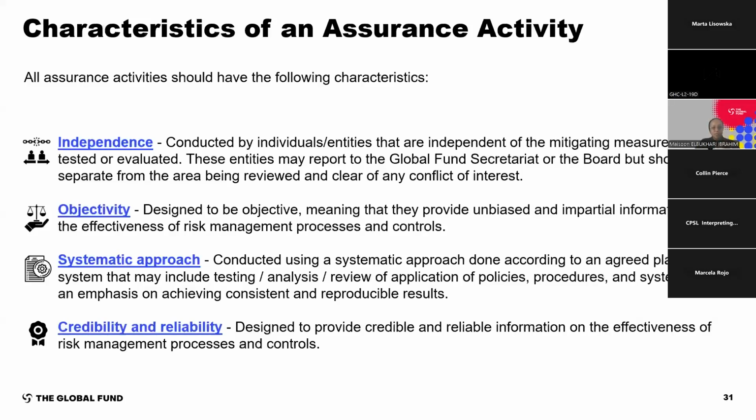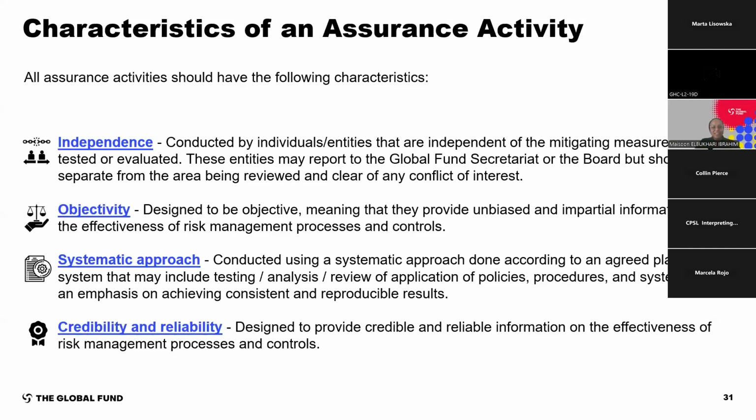So once the review is complete, the assurance provider presents their findings to the Global Fund. They highlight areas of strengths as well as areas for improvement. And based on these findings, we can then take action to strengthen our risk management measures, reducing the risk of fraud and corruption in the future.